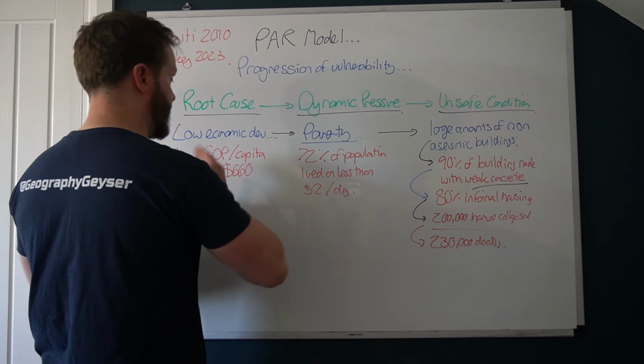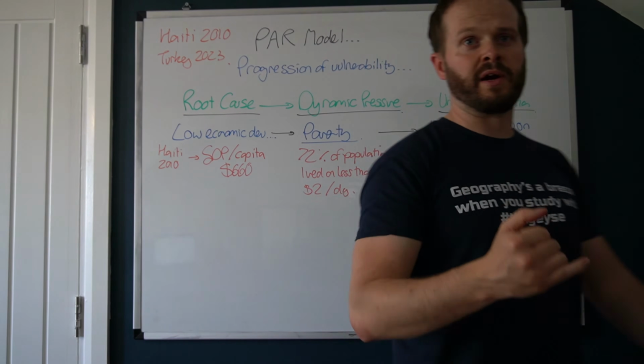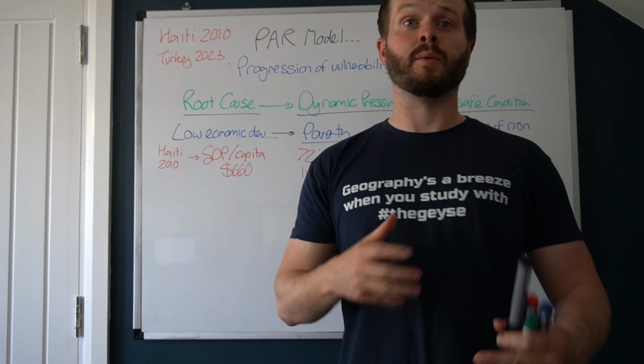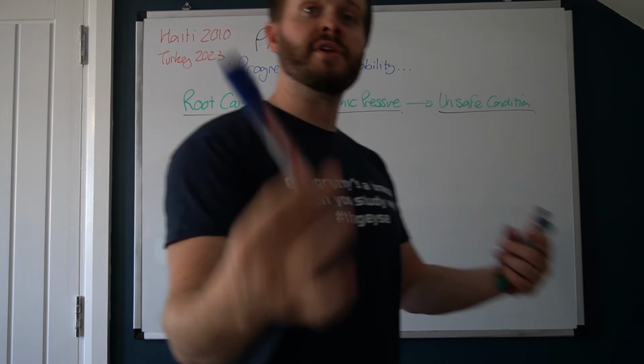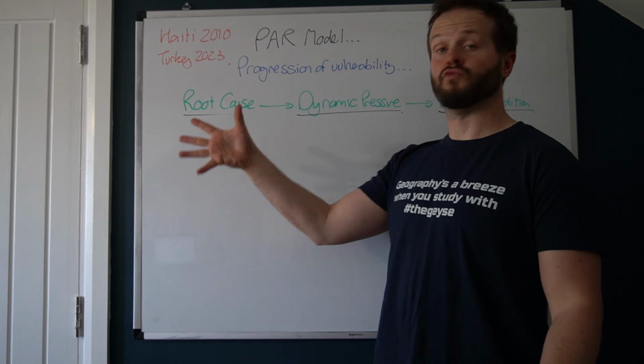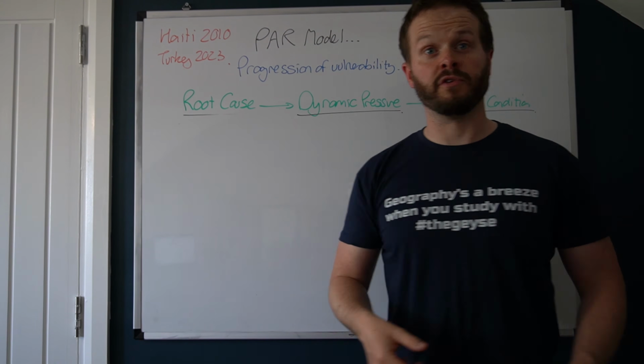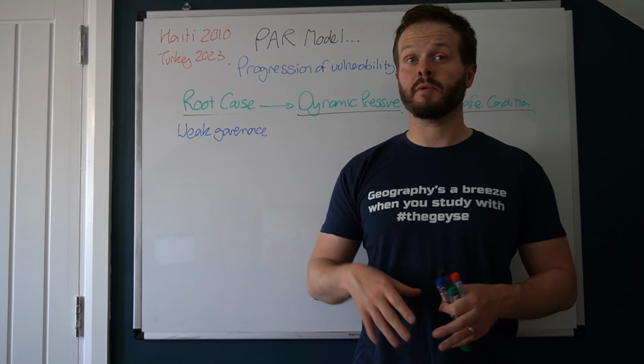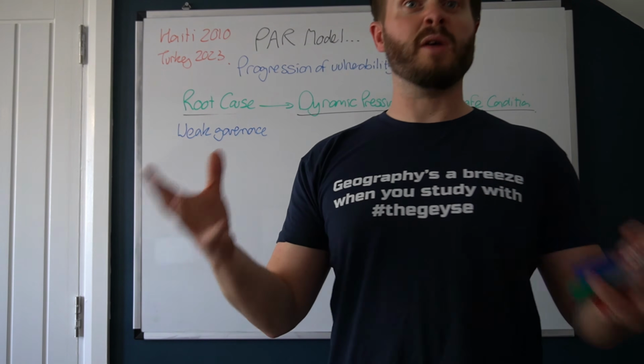And what you can see is that this would be a very well structured paragraph. So you must learn how to use the PAR model in your answers, particularly when you've got a question about vulnerability. Now the next root cause that we can think of is weak governance. Now weak governance can be a more important factor than low levels of economic development, particularly when you've got emerging economies.